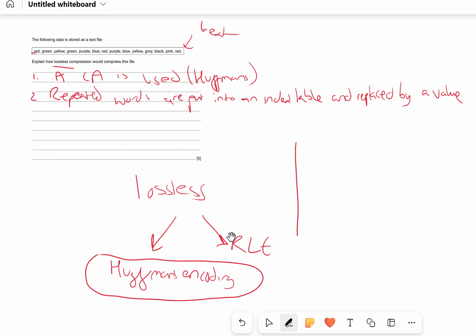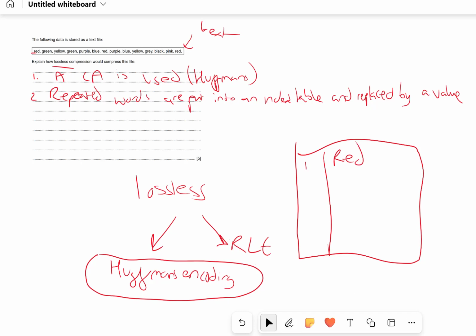So I'm going to do my table. This is an index table. I'm going to do instance 1, red. Is green repeated? Green is our second instance. 2, green. We then have purple. So we've got blue. Is blue repeated? Yes, it is. So that's 3, blue. 4, purple.